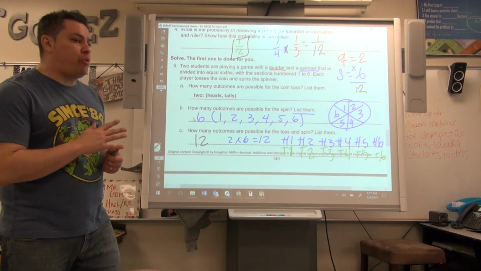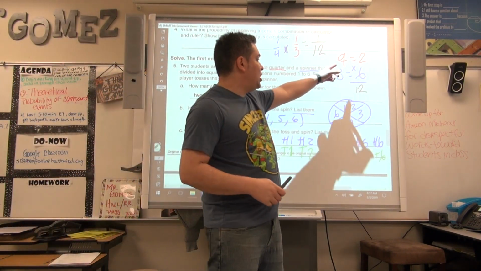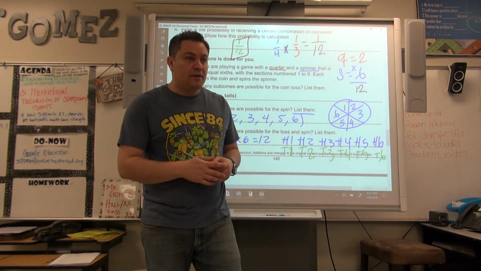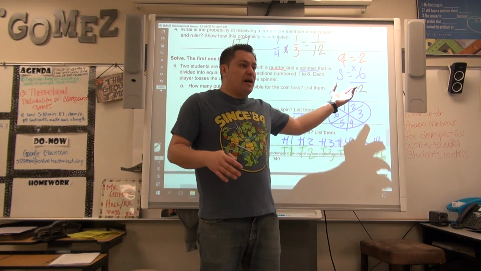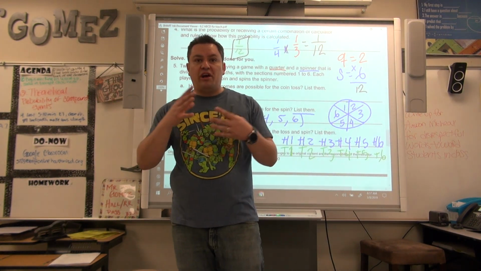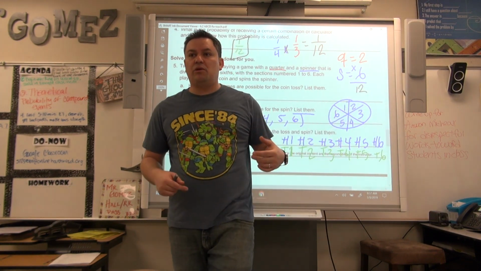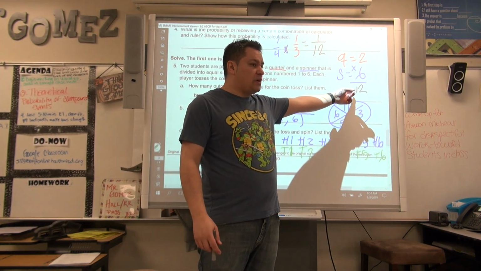So remember, the key part is to find the total possible outcomes for each one of them. And then whenever you're going to find the total possible outcome for all the events together, multiply the total possible outcomes for each one of them, and you're going to get this one right here.